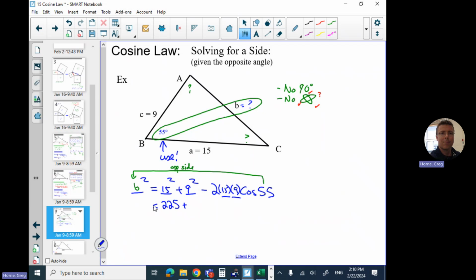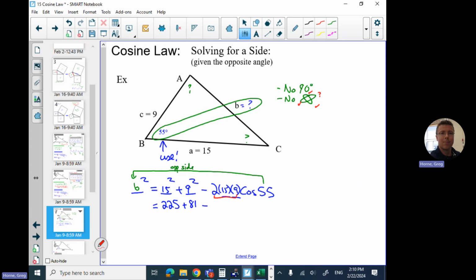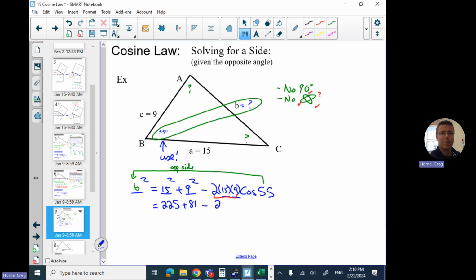So 9 squared is the 81, and I'll clear that stuff. So I'll just show the 9 squared there to confirm that one for you. The 2 times the 15 times the 9. That needs calculation-wise to be done first. And we have to recognize the order of operations, right? Multiplication, division, and whatnot. Do that, get that number. It was 270. 270 cos of 55.